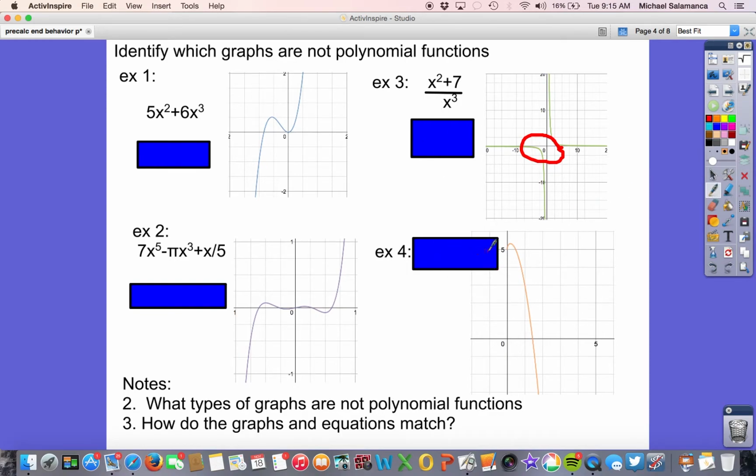And last but not least, example 4. In this example, you'll see that it starts over here at 5, comes up, and then comes back down. Notice it's not continuous because it's not going on forever on both sides. It stopped over at the top. So that is not a polynomial function, and it has a square root. So what types of graphs are not polynomial functions? These are the graphs that have sharp curves or have breaks in the graph, or are not continuous. Now, really keep in mind and take note of the examples from this page and the previous page on what was a polynomial function and what was not.